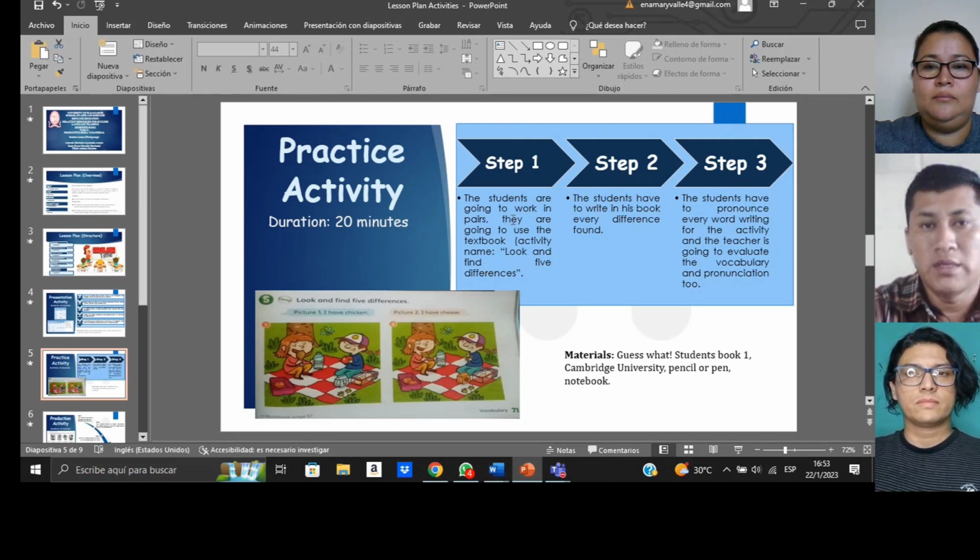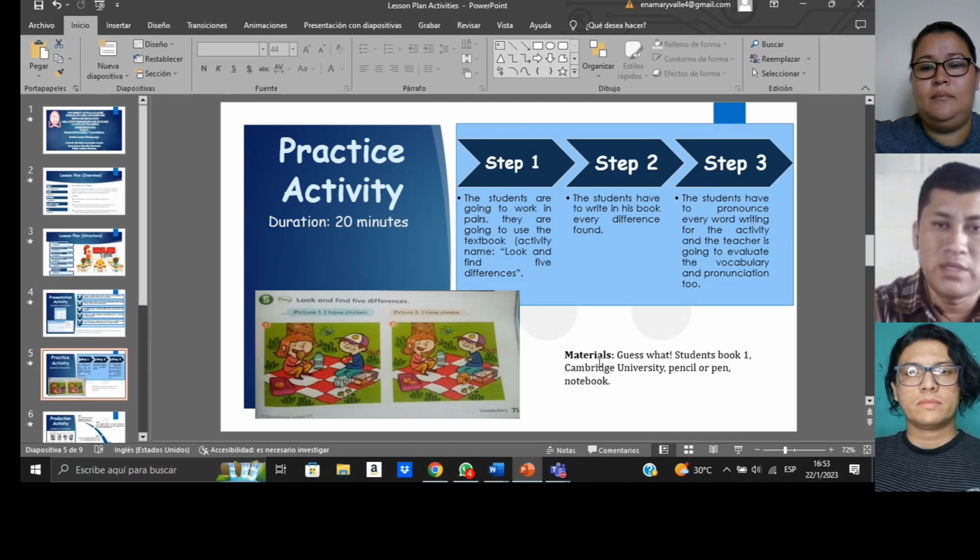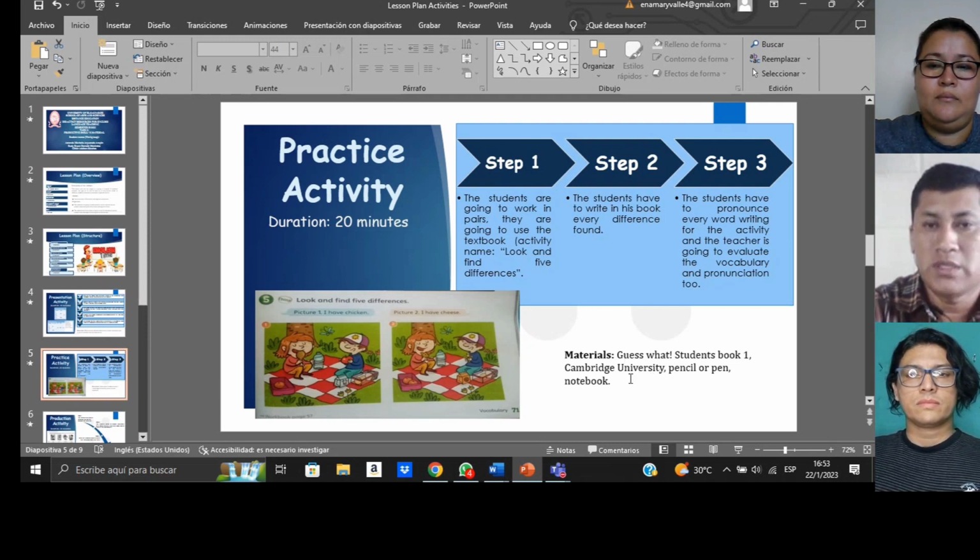In step 1, the students are going to work in pairs. In step 2, the students have to write in their book. In step 3, the students have to pronounce every word written for the activity. The material used for this activity is the book Guess What.